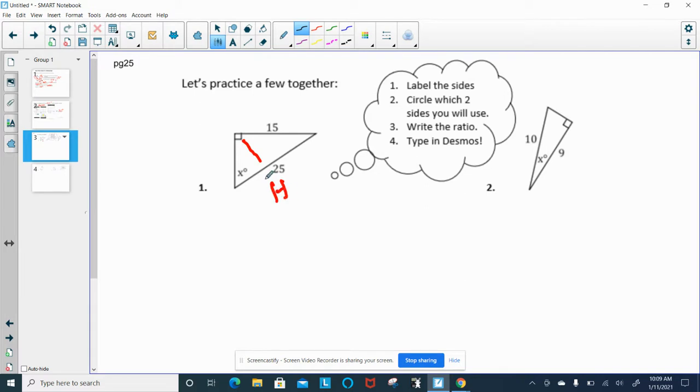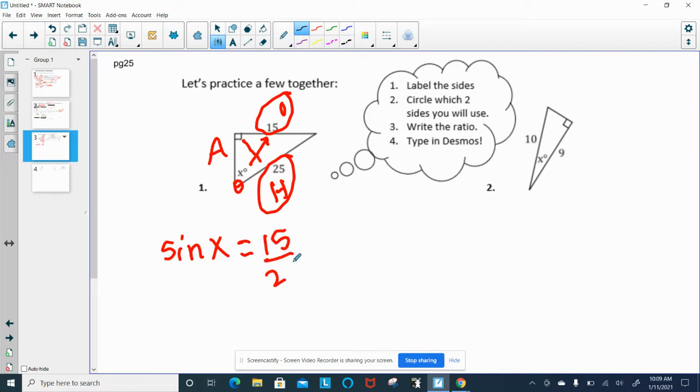H, O, A, and again we have O and H. And then we just need to go to the calculator and type that in.